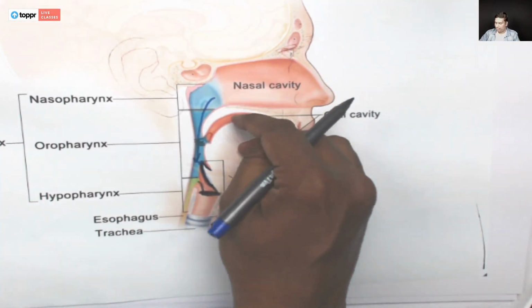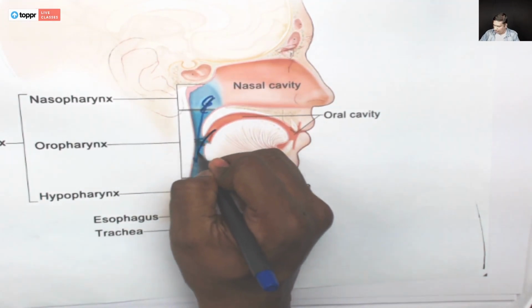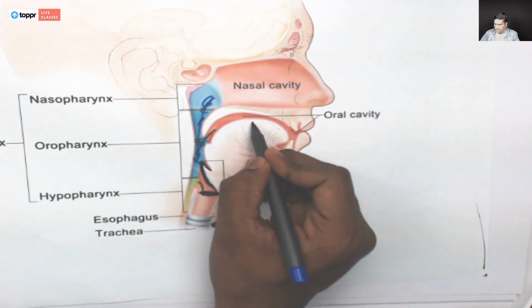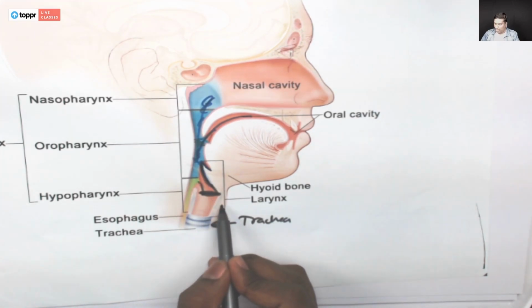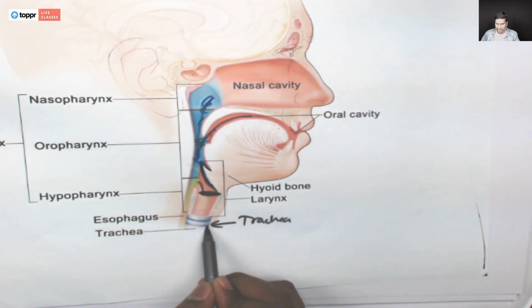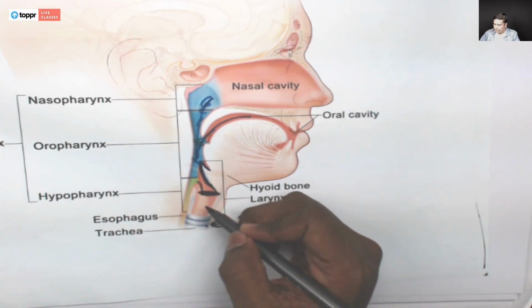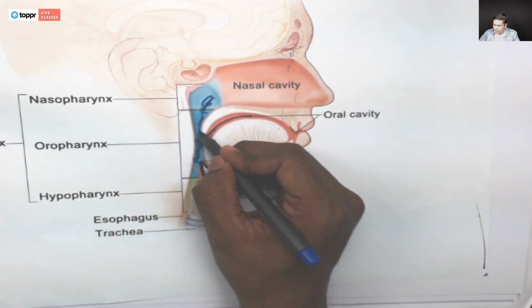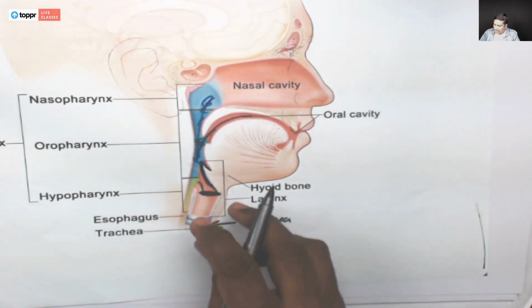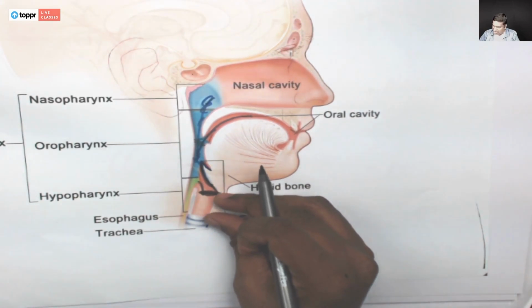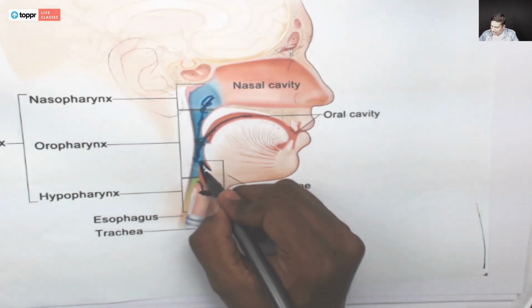The food is coming, sorry, not from the top, from the oral cavity. So the food can actually enter through the glottis into the respiratory tract. In order to prevent that, whenever you are swallowing food, whenever you are eating food, the larynx will move up. So this whole portion will move up and the flap will close.